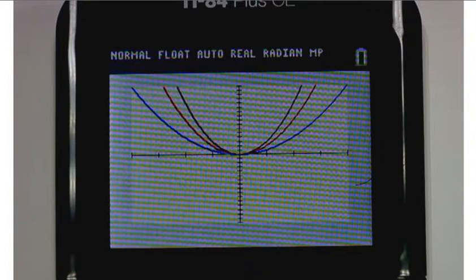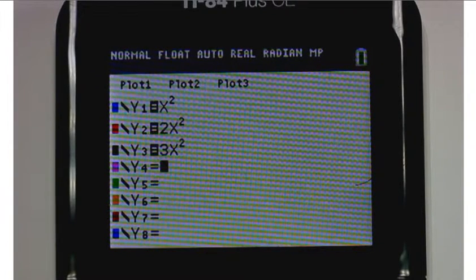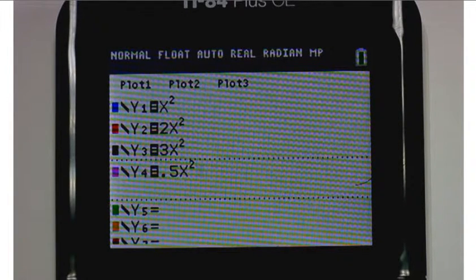Let's throw in another one here. Let me ask for some predictions first. Let's do 0.5x squared. What's that going to do? Yeah, it's going to open wider. It's lazier. You're pulling it down towards the x-axis. So you've got a much lazier function now.